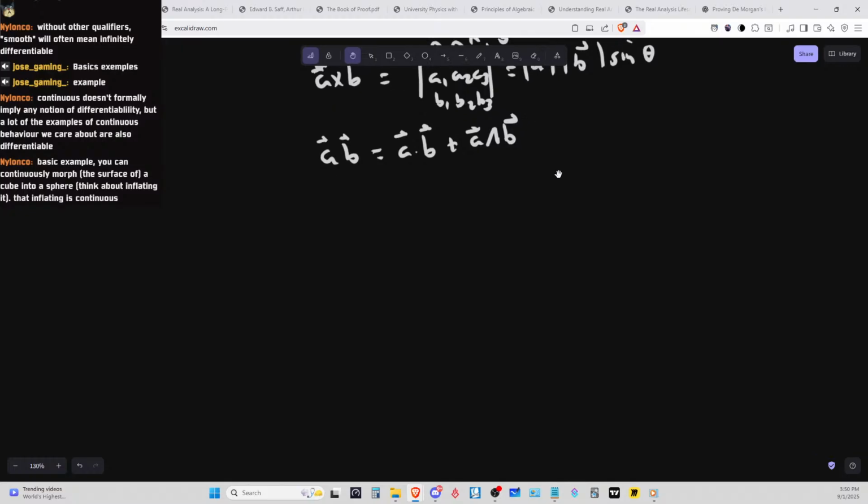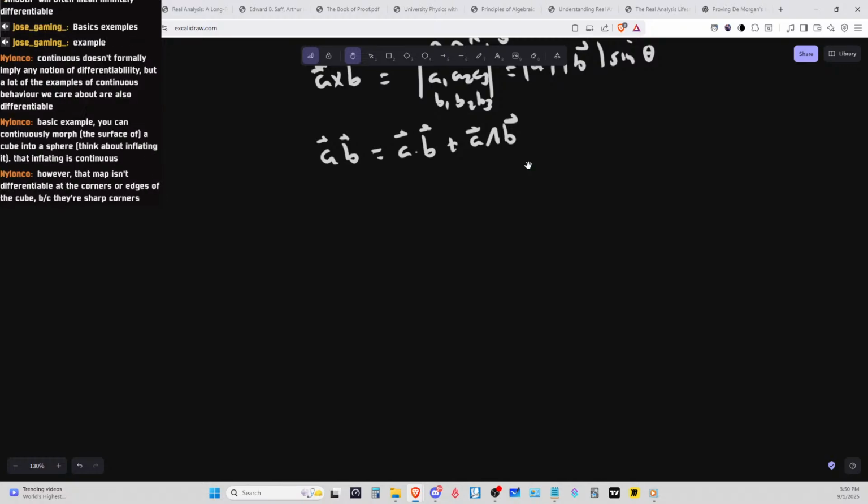Okay, basic example: you can continuously morph the surface of a cube into a sphere. Think about how it inflates. That inflating is continuous. Yeah, because it has no holes, right? So that's why you can turn it from a cube into a sphere, right? However, that map isn't differentiable at the corners or edges of the cube because they are sharp corners, right?